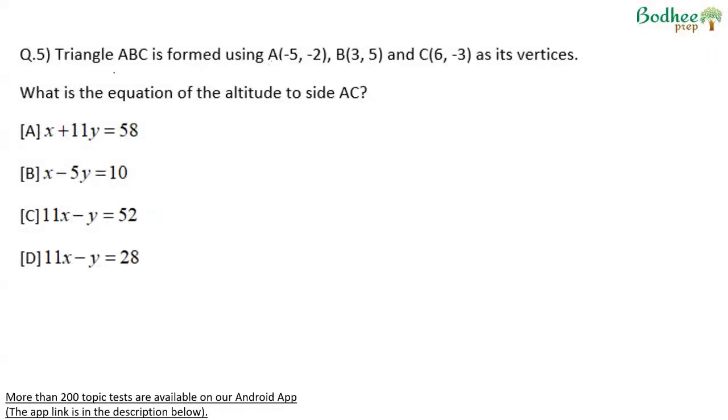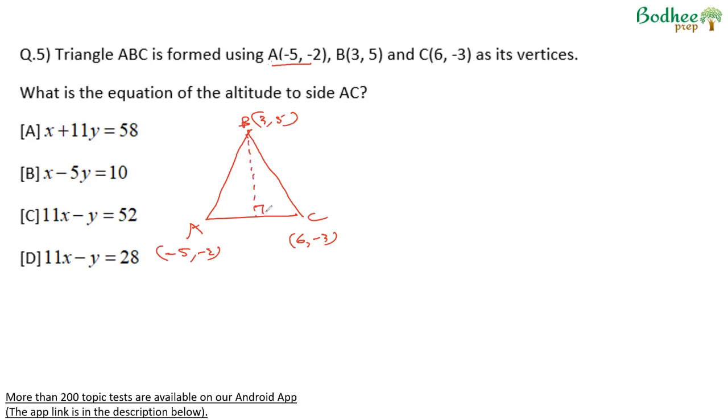ABC is a triangle formed using A (-5, -2), B (3, 5), C (6, -3) as its vertices. What is the equation of the altitude to side AC? Altitude to side AC. Suppose this is ABC. This is -5, -2. This is 6, -3. This is 3, 5. We have to find out the equation of the altitude perpendicular from B to AC.